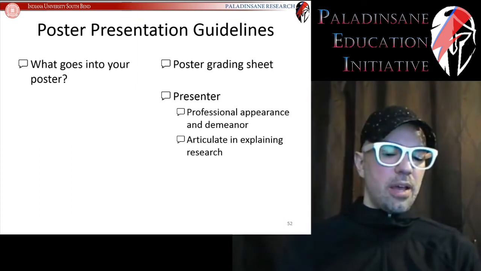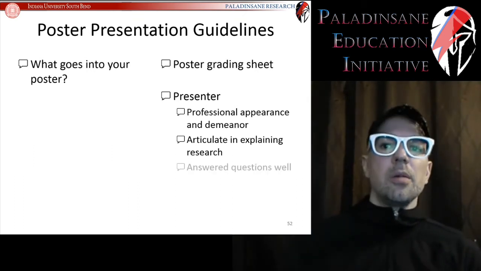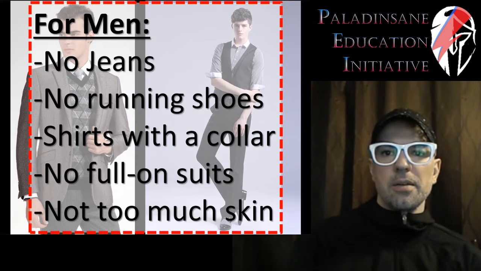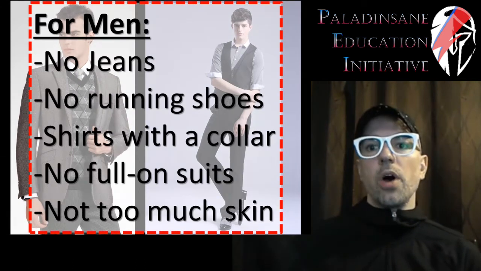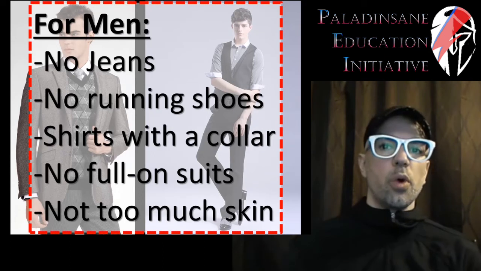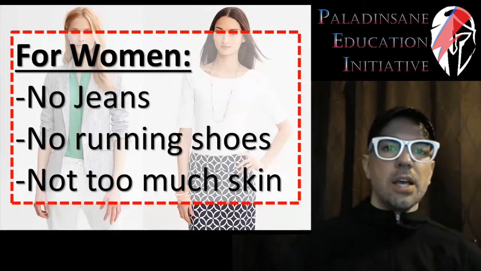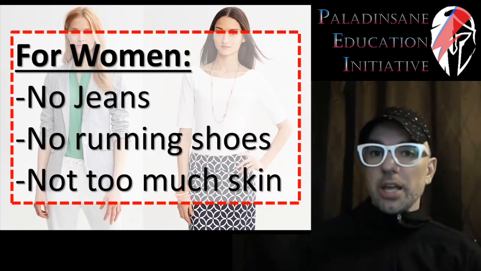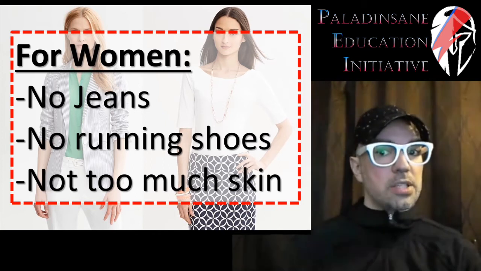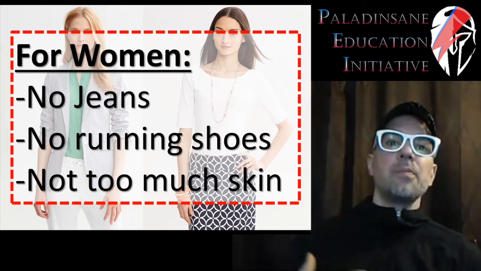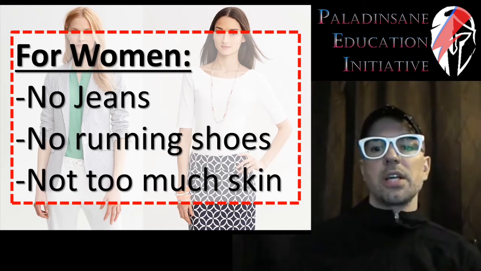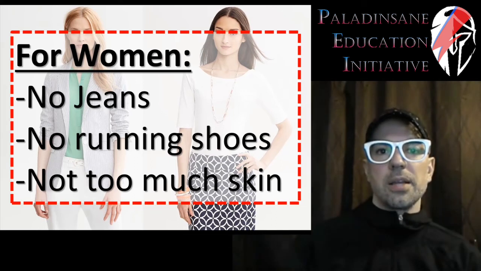And then this one isn't going to be an issue for this semester, but normally you would also be assessed on whether you answered questions well. So again, for professional appearance and demeanor, refer to the previous lecture in terms of what you should be wearing for males, what you should be wearing for females. And also, make sure that you're articulate in explaining your research. Check your pronunciations, go online, find recordings of how to say these things before you say it wrong. Again, just make sure that, as a presenter yourself, not even worried about your poster, you're professional and articulate.